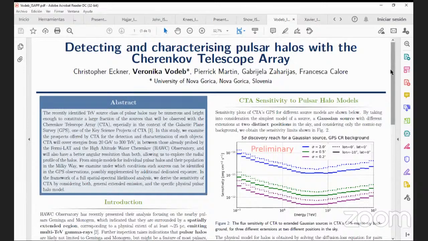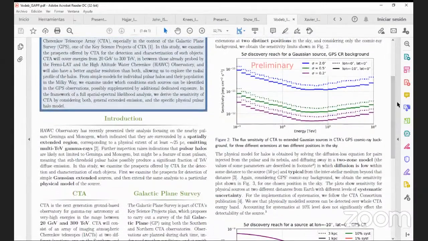The HAWC Observatory has recently presented their analysis focusing on the nearby pulsars Geminga and Monogem, which indicated that they are surrounded by a spatially extended region which is emitting multi-TeV gamma rays. Additionally, there have been some indications that the Geminga emission has also been found in the Fermi-LAT data. Further inspection raises indications that pulsar halos are likely not limited to Geminga and Monogem, but might be a feature of most pulsars, meaning that such pulsar halos possibly produce a significant fraction of the TeV diffuse emission.